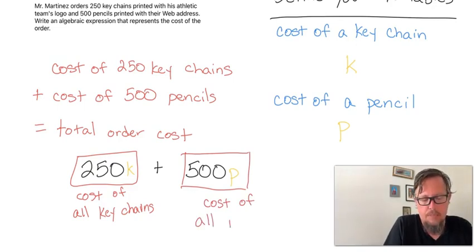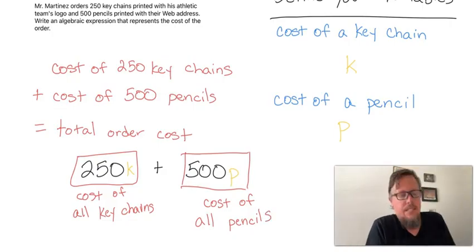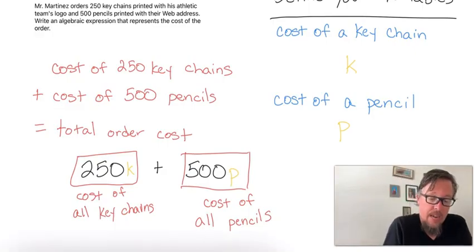See, that little mess up is a perfect illustration of why we shouldn't use X and Y. If I'd used X and Y, I wouldn't have realized that I was writing the wrong item under my variable. So cost of all the keychains plus the cost of all the pencils. And that right there is our expression. Our final answer, our expression that represents the total cost is 250K plus 500P.